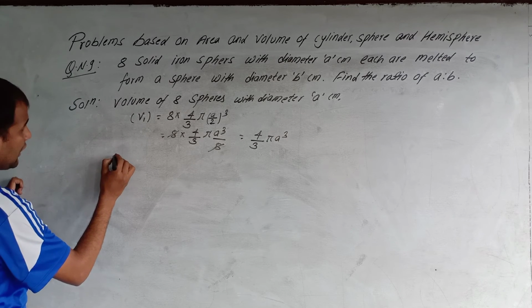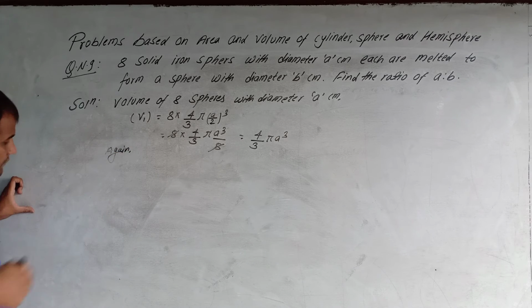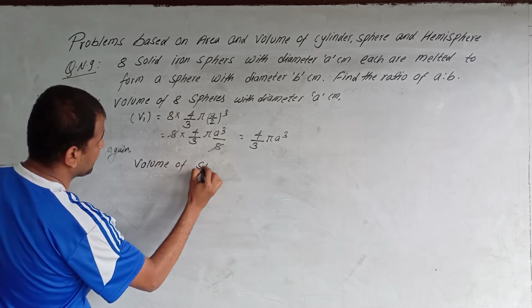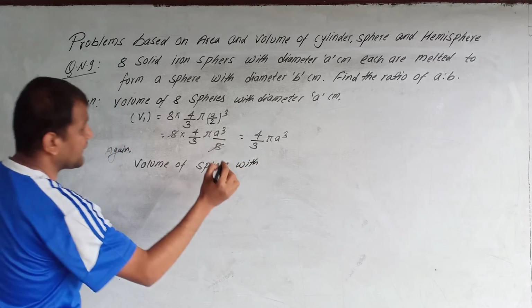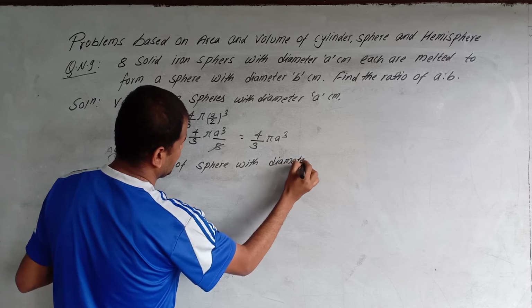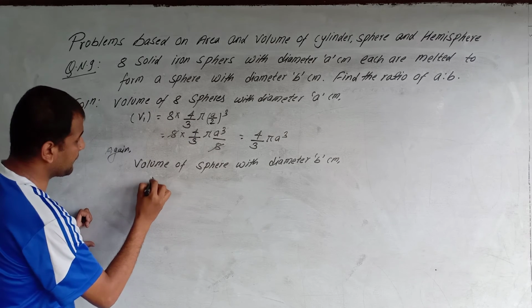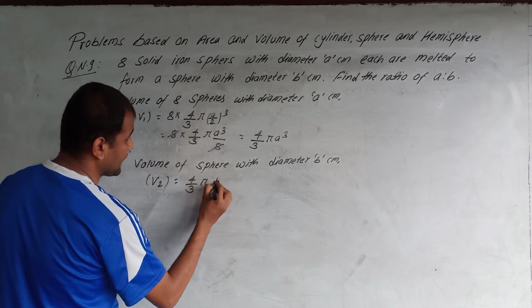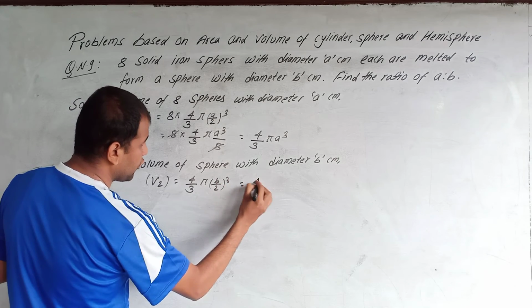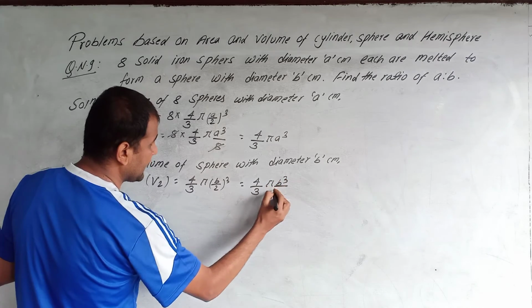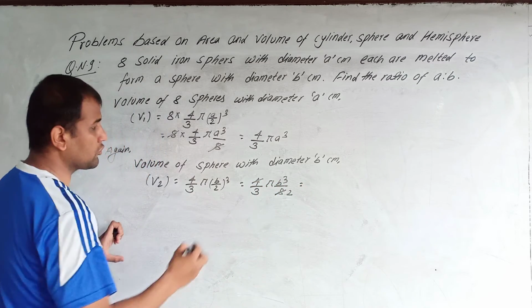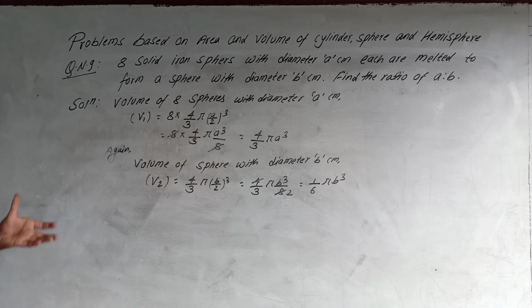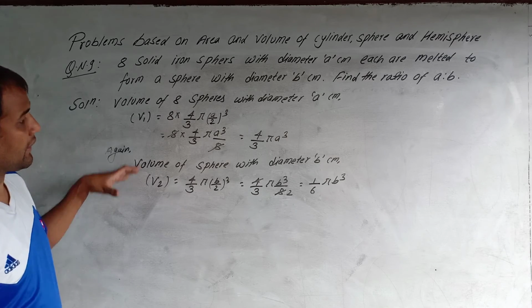So similarly, volume of sphere with diameter B centimeter, that is V2, is equal to 4 by 3 pi r cube. R means radius; the diameter is B, so r is B by 2, cubed. That is equal to 4 by 3 pi B cube by 8. 4 2s are 8, so that is equal to 1 by 6 pi B cube, the volume of the next sphere.